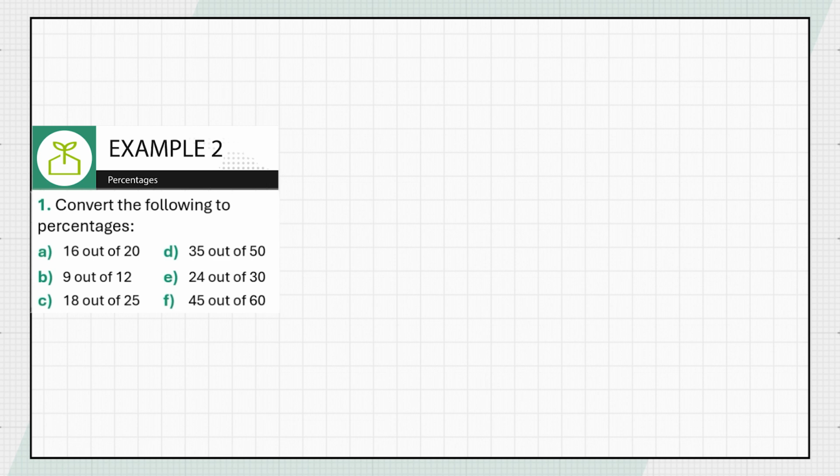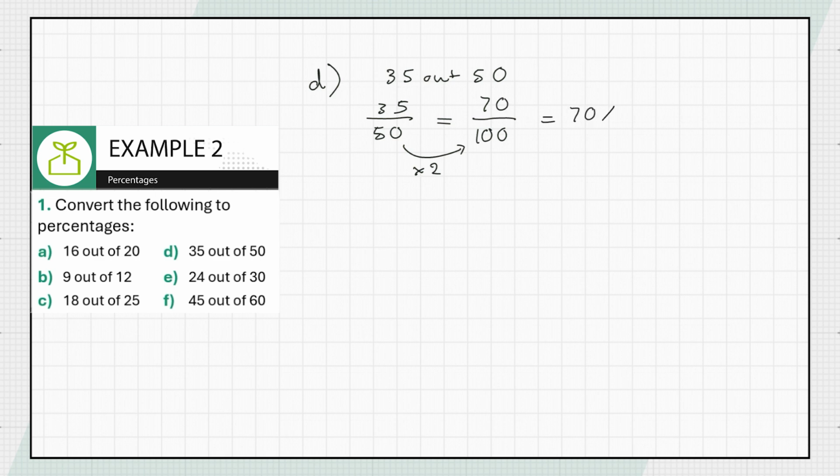Okay, let's get started. So, for D, the easiest way to solve this particular question is to recognize that 35 out of 50 is the same as 35 over 50. And all we have to do is turn this into a fraction over 100, and we already have it expressed as a percentage. So if I multiply this by 2 to get 100, I have to do the same to the numerator. And 35 times 2 is just 70, which equals 70%.